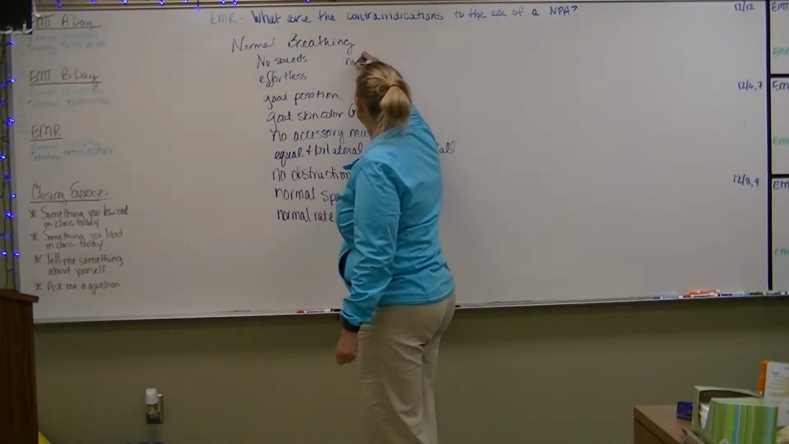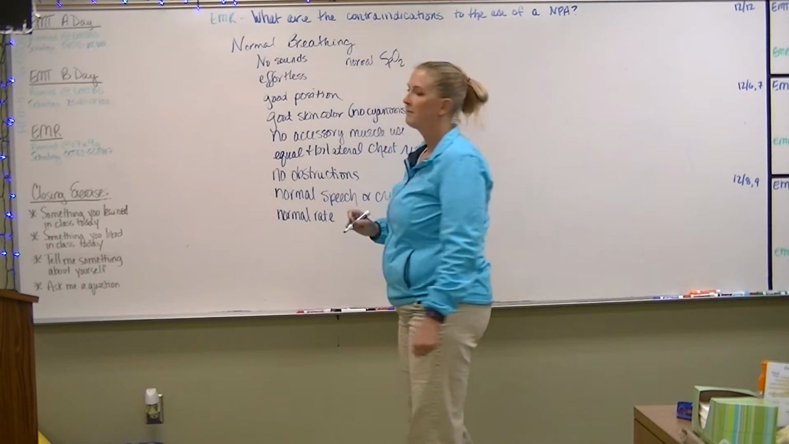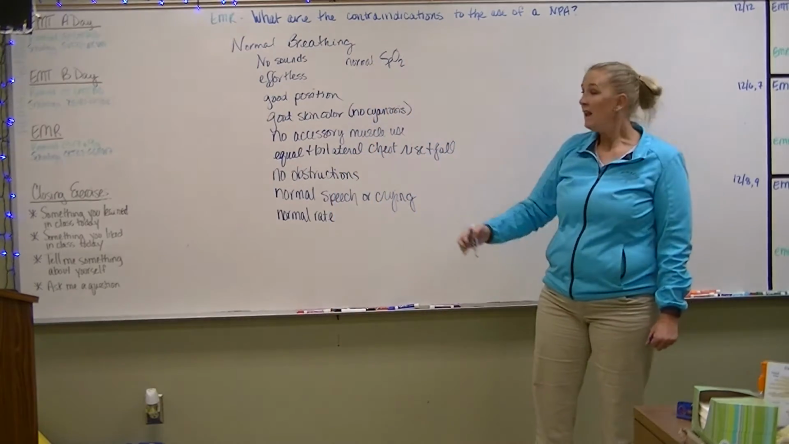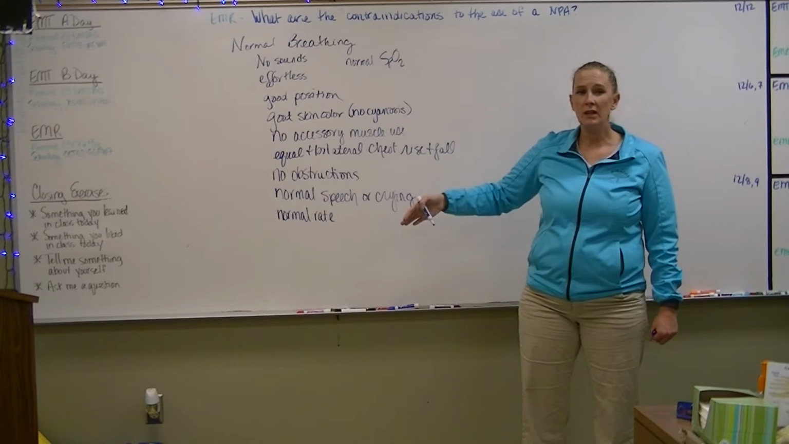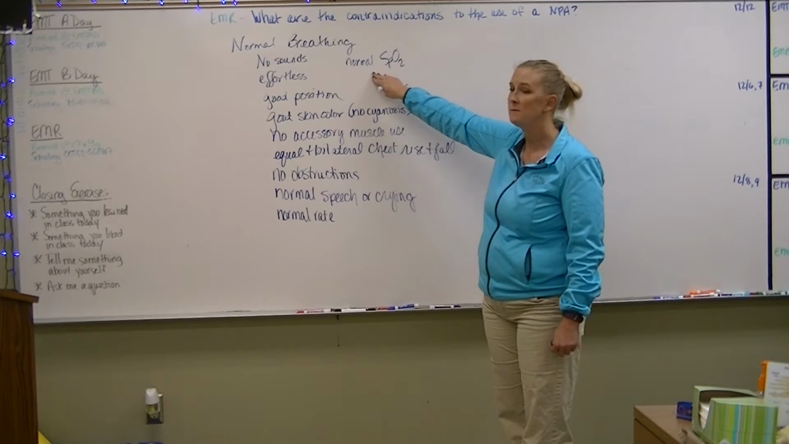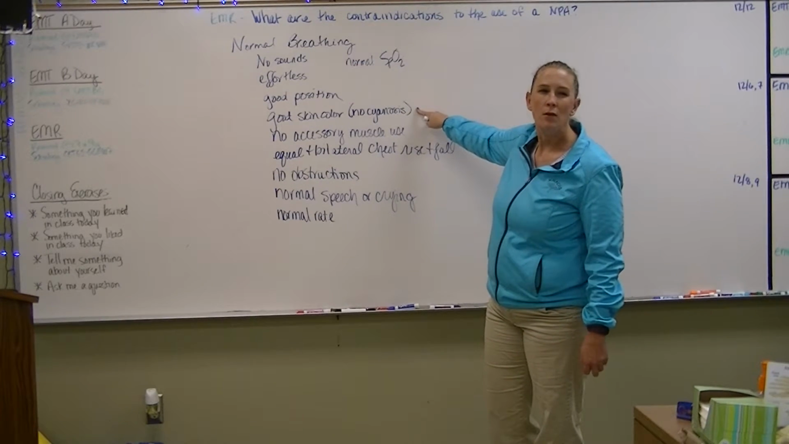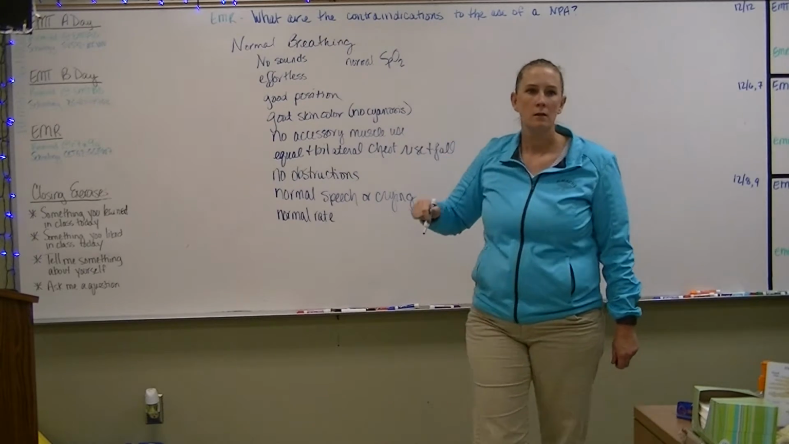How about a normal SpO2? Now, any of these things taken individually can mean absolutely nothing, right? A person could show up with a normal SpO2 and be extremely cyanotic. What might you think could cause that?